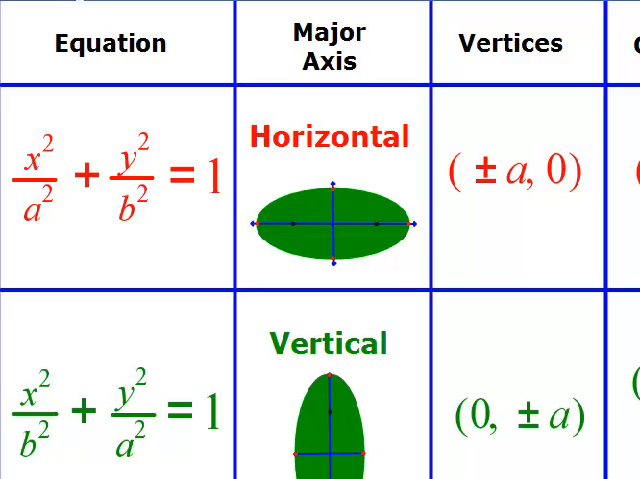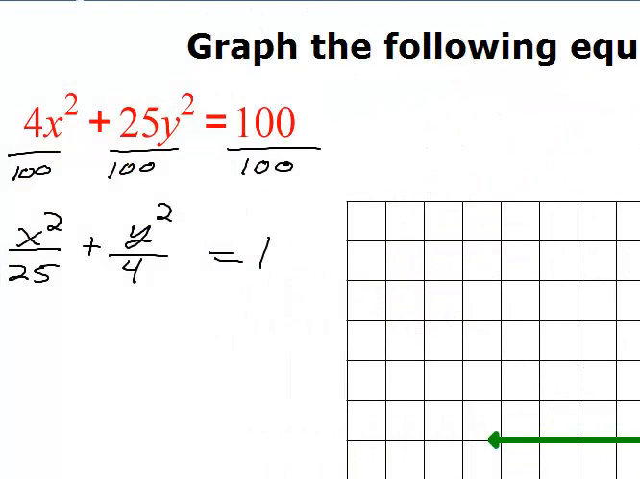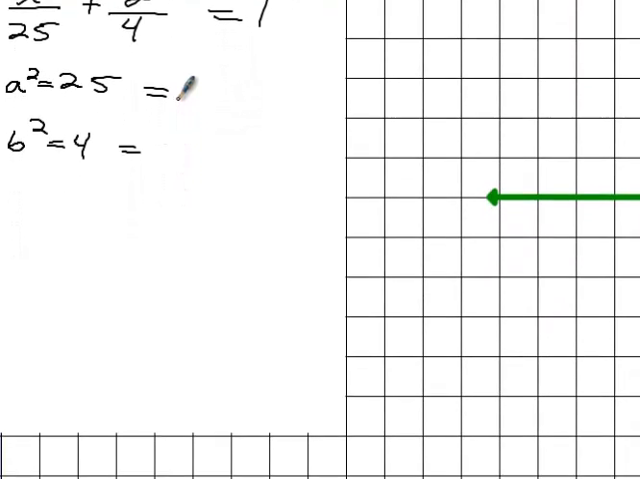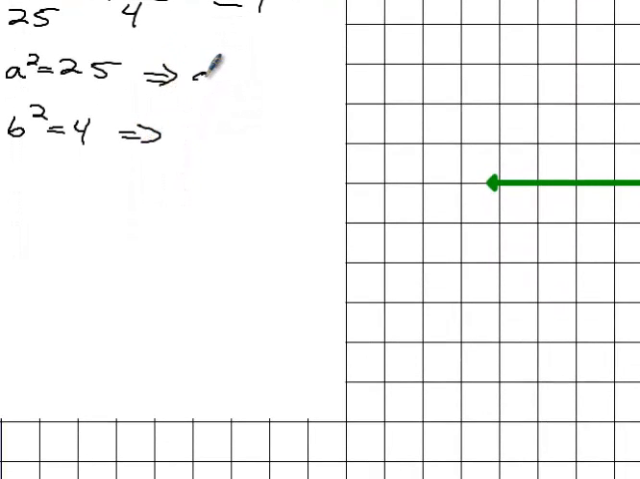Yes, no? So that means that my a squared is equal to 25, and my b squared is equal to 4, right? So I want just a, and I just want b. I don't want a squared. So what's my a going to be equal to? If a squared is 25, what's a? 5. And if b squared is 4, what's b? 2. Everybody okay so far?